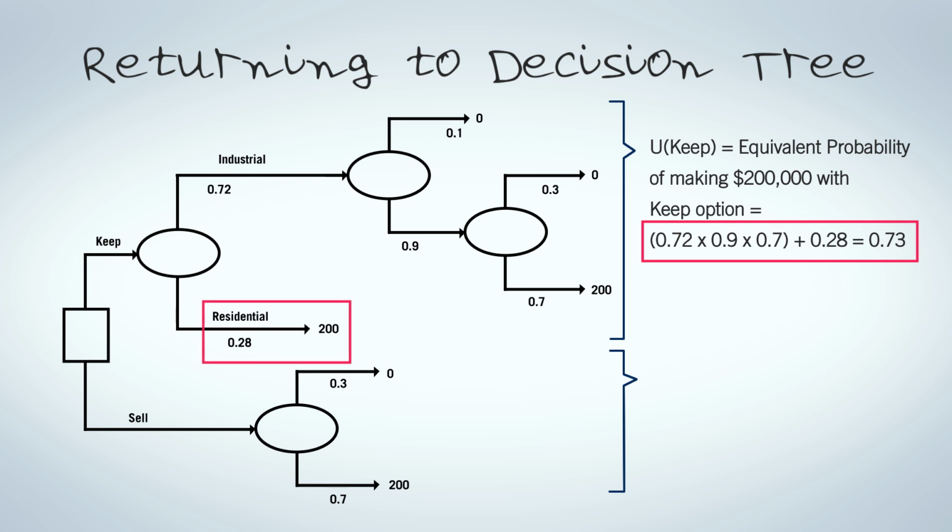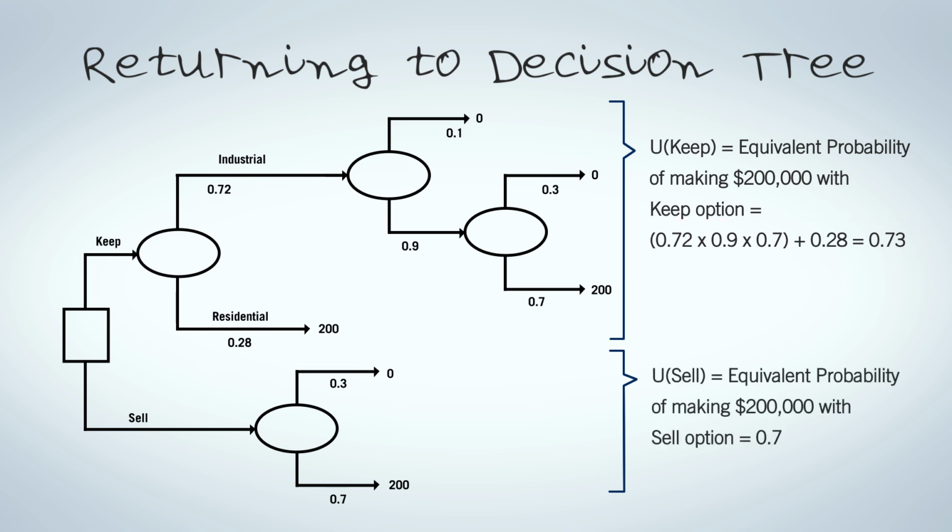If he goes with the bottom choice, selling, then the equivalent probability of making 200,000 is only 0.7. So therefore, clearly he's going to keep. So this is all from these indifferent statements.